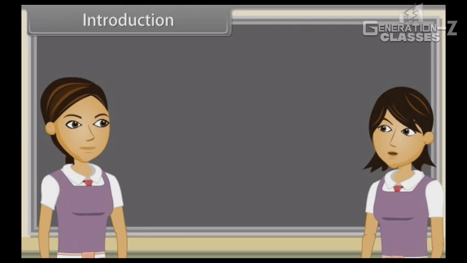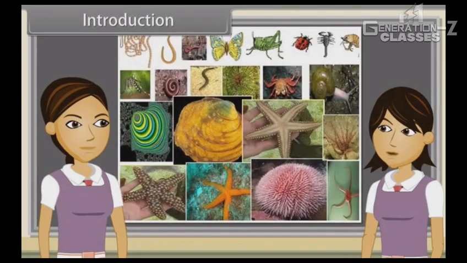Sharmila, in our last discussion we studied characteristics of Platyhelminthes, Aschelminthes, Annelida, Arthropoda, Mollusca and Echinodermata. Yes, now we are going to discuss characteristics of hemichordates, chordates, vertebrates, cyclostomata, chondrichthyes, osteichthyes, amphibians, reptilia, aves and mammalia.